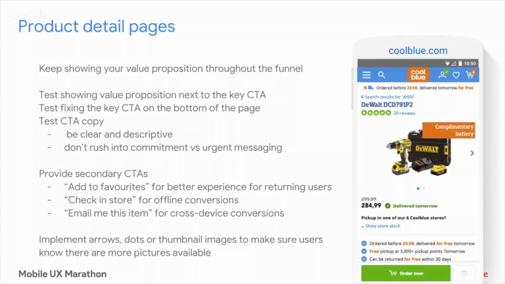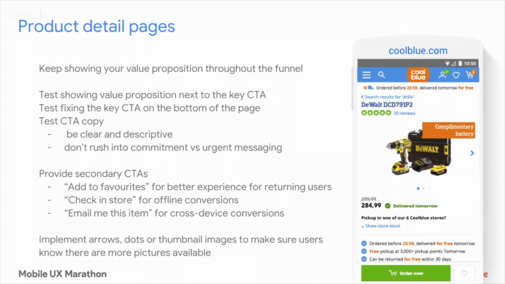offline conversions, or a very popular one, email me this item to enable cross-device conversions, because quite often what people do, they use mobile websites to explore, to compare options, to compare different brands or products, and later on, quite often they want to convert on bigger screens just because they prefer to do that. And that's why it's really important to provide this functionality for cross-device conversions, and you can say, email me this item, email me the bag, or anything else that people can later on open on desktop.